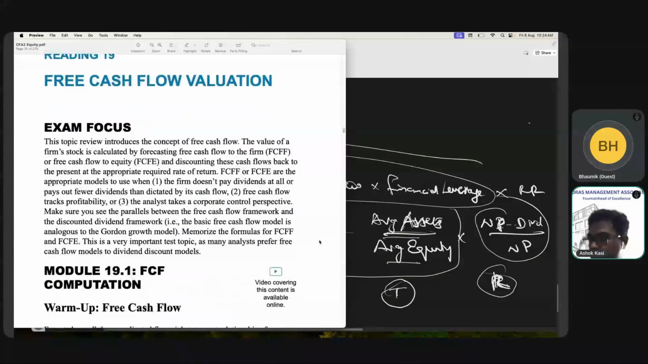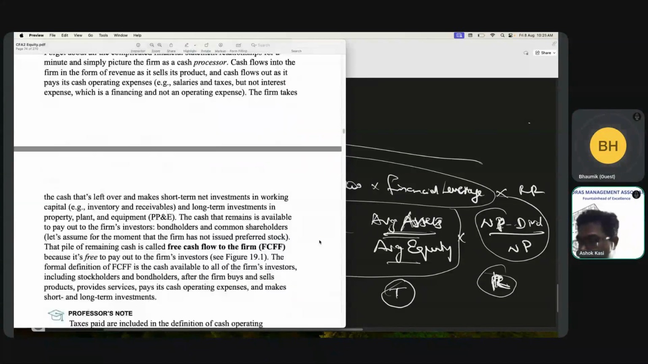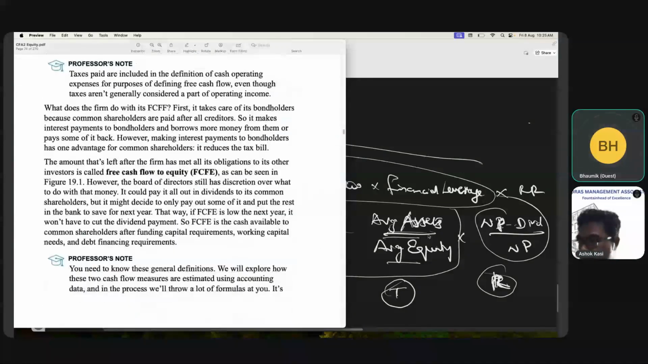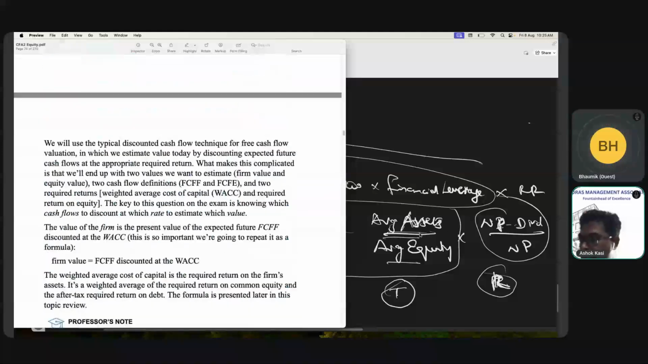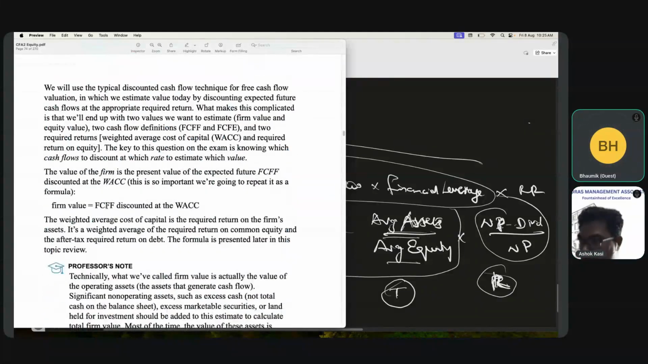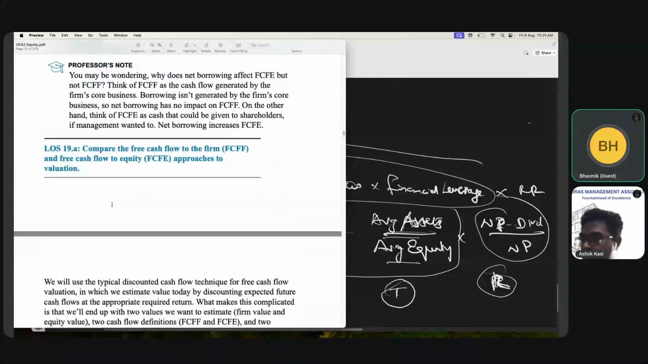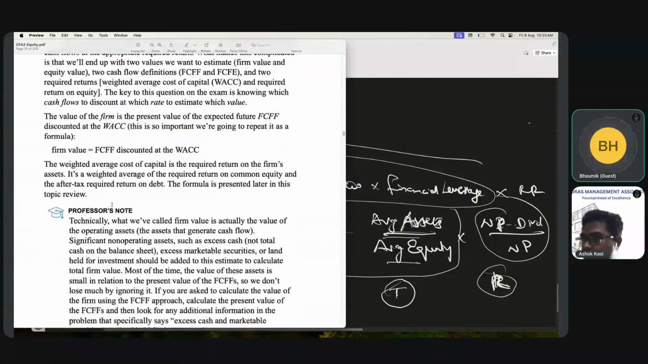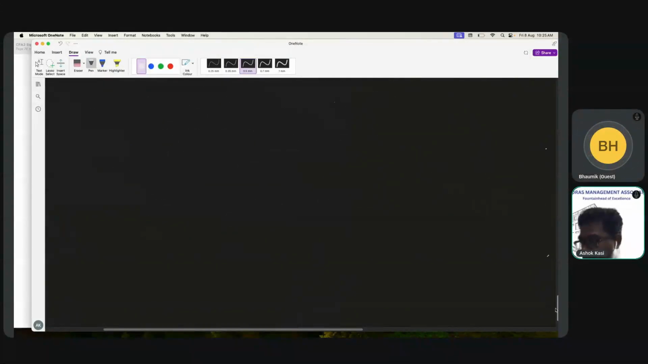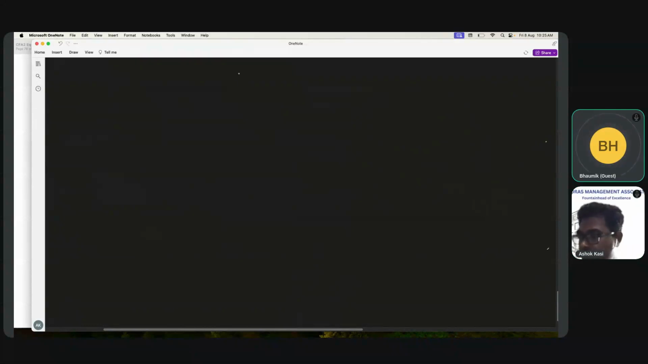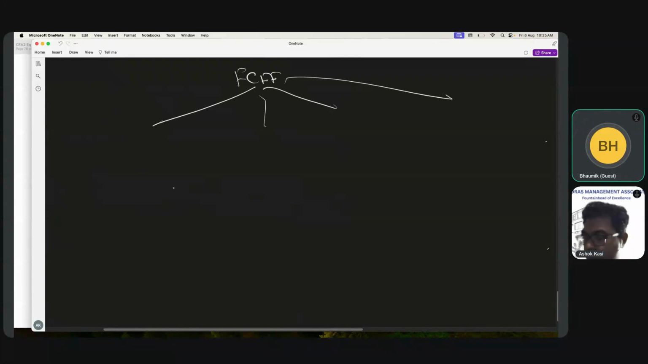Free cash flow valuation. We have already covered that table, right? That WACC firm. So now some more formulas. Firm value. So we know free cash flow to the firm. Through 4 ways we found out free cash flow to the firm.